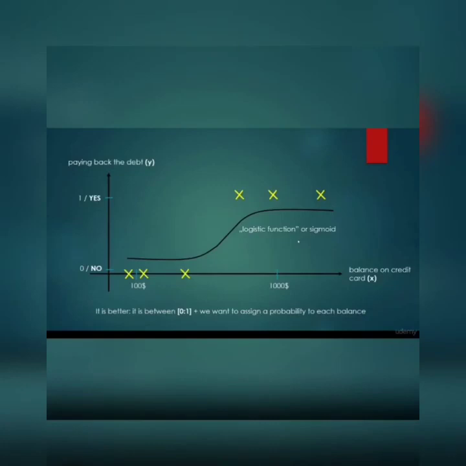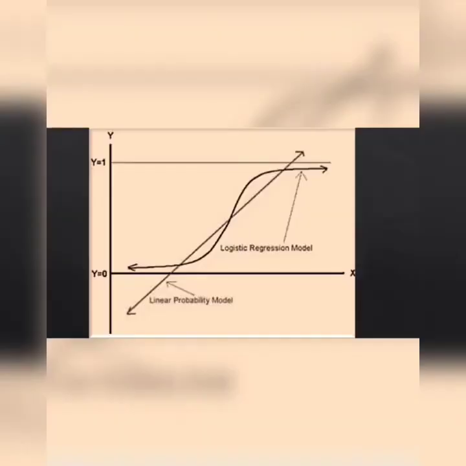Linear regression is unbounded, and this brings logistic regression into the picture. Its value strictly ranges from 0 to 1. Comparing the linear probability model and the logistic regression model, as linear regression is unbounded, it's not useful to solve classification problems. So, this is where logistic regression comes into the picture.